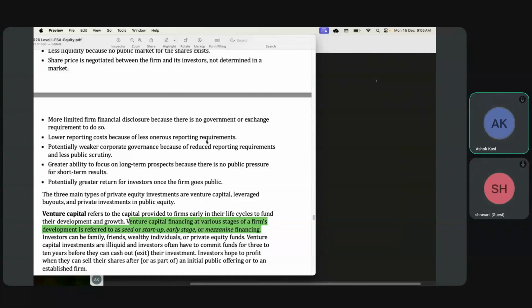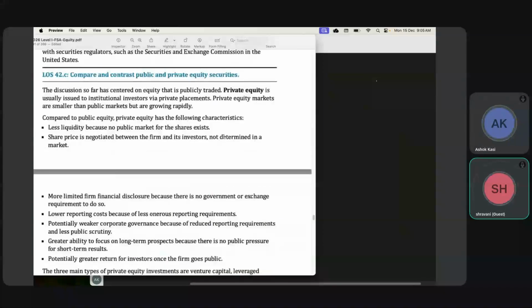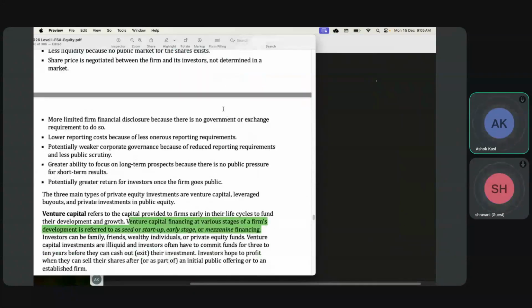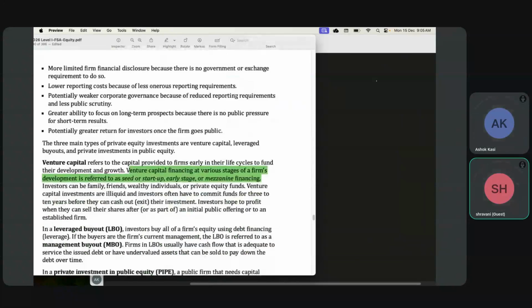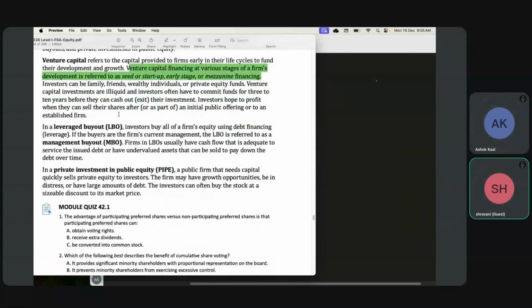Private equity means a well established, grown up company that just needs money to expand. Privately they are buying shares of another company. That's why it is private equity. And venture capital is at the nascent stage. So this is the order: seed stage, which means the stage of an idea, then early stage, and then mezzanine financing stage.